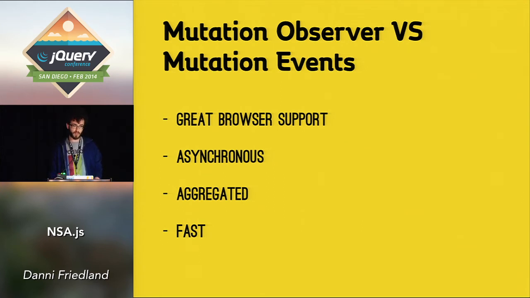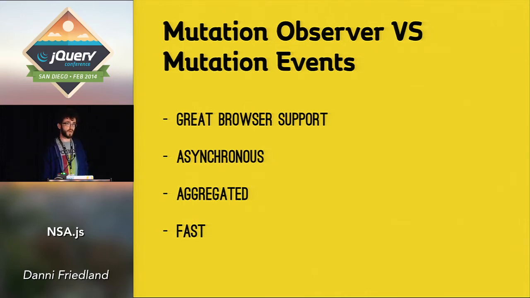So mutation observers have amazing browser support. You can basically use them throughout all the browsers except IE10, it's coming in IE11, but I don't think anybody can really count on IE for anything today. And the one thing to note about mutation observers, as opposed to basically everything you were doing on the DOM, is that they implement a quite different approach for events. They're basically not events; they're observers.